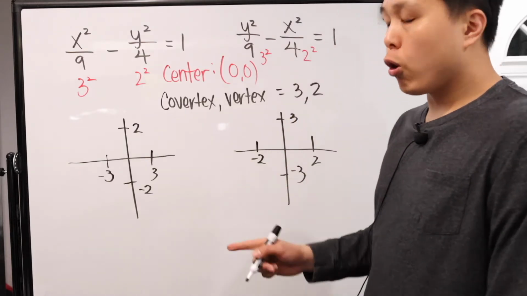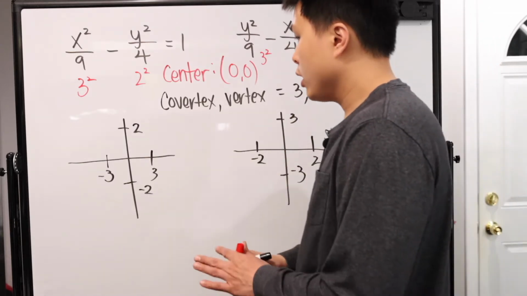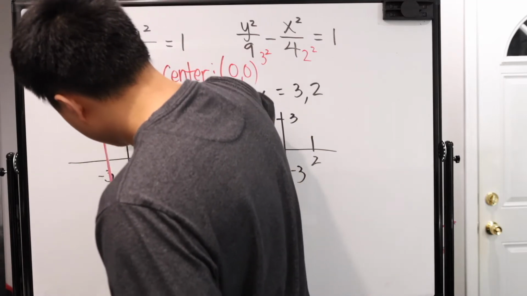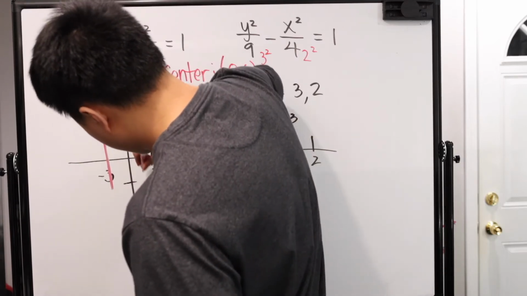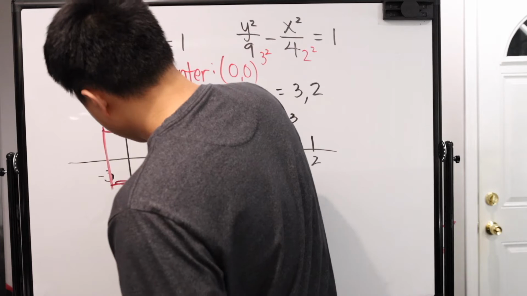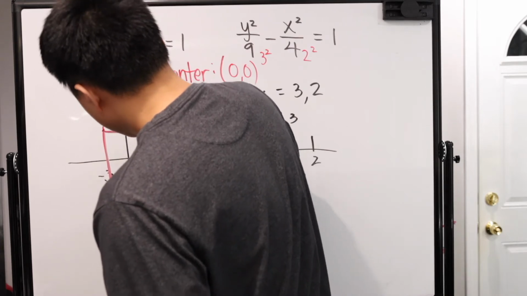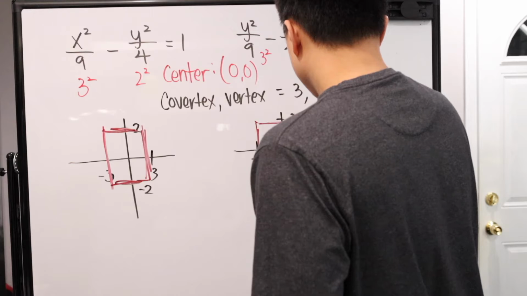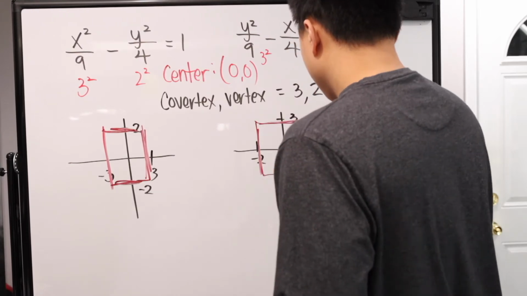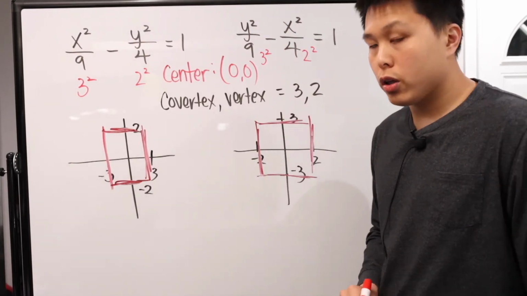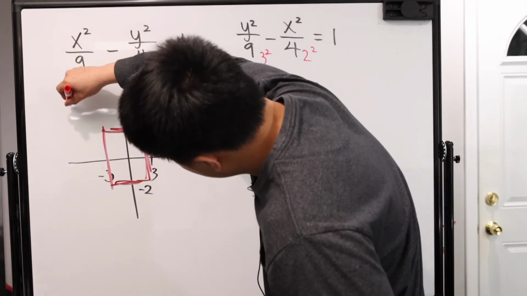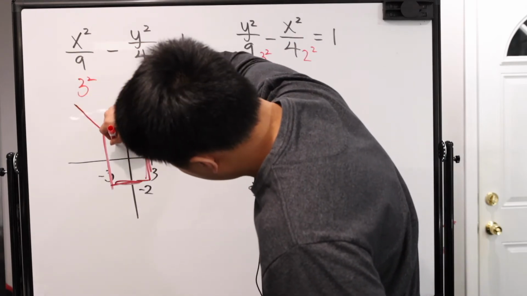Now that we have our co-vertex and our vertex drawn, we can make our basically little rectangle. And of course, this is really not drawn to scale in any way because my 2 seems to be longer than 3's. But there we go. Okay, and this one's going to be right here, right here, right here, and right here. Once again, we have our little rectangles. And then afterwards, we draw our asymptote, which is just going to be the cross from the diagonal.